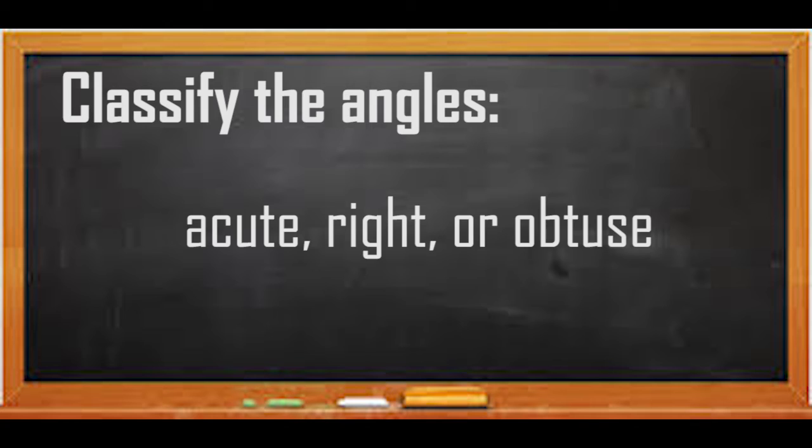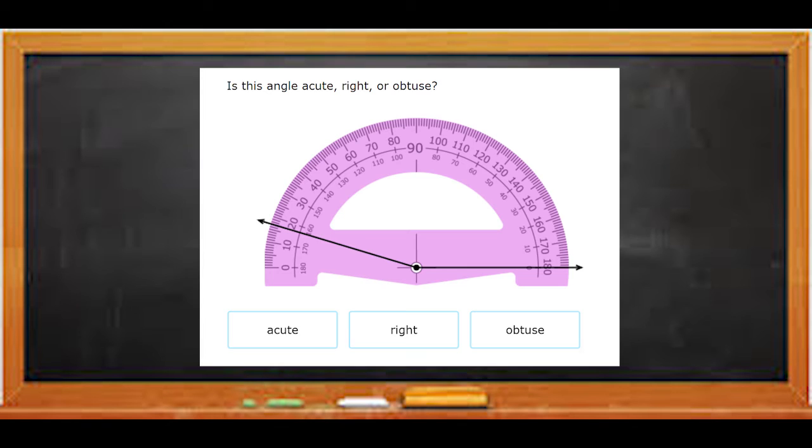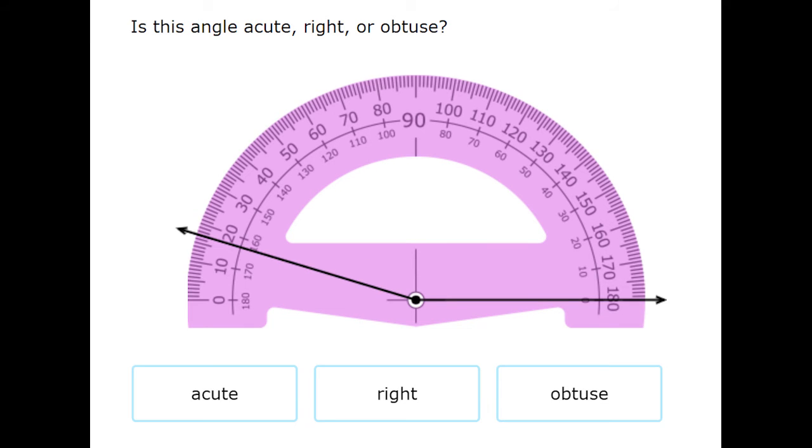Okay, students, we're going to classify the angles. The protractor measures from 0 to 180 degrees. And also you will see two rays that meet at one endpoint, and that will be your angle. You will have to determine if it's acute, right, or obtuse. We will not do straight angles because a straight angle is only a straight line, which is 180 degrees. Is this angle acute, right, or obtuse?